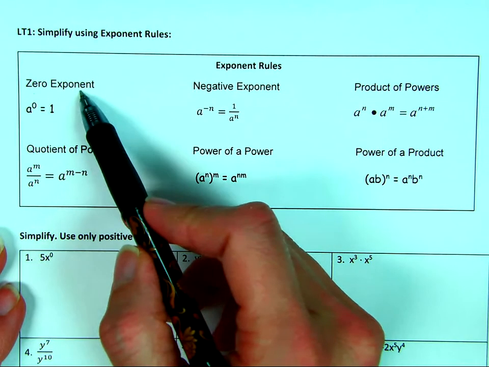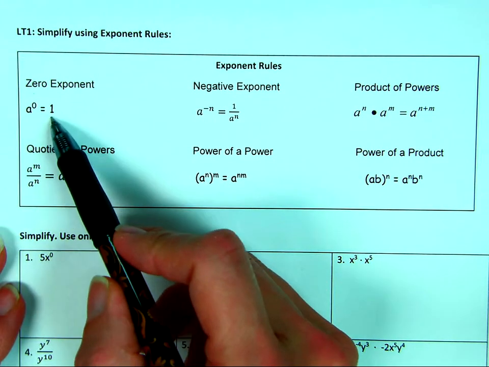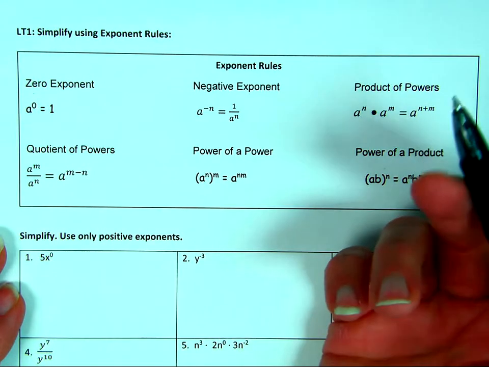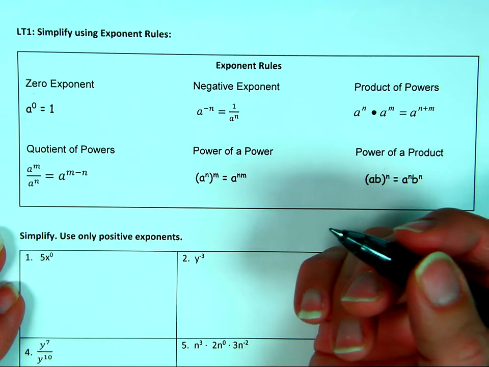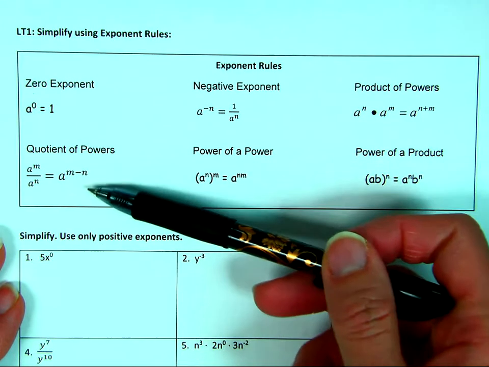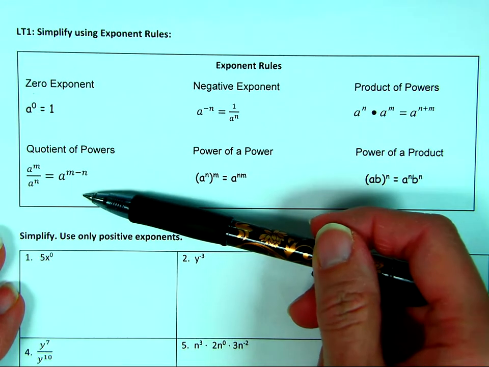So the zero exponent rule says that anything raised to the 0 power is 1. A lot of people think it's 0, but anything raised to the 0 power is 1. Your calculator will tell you such things. The reason why has to do with this rule, the quotient power.